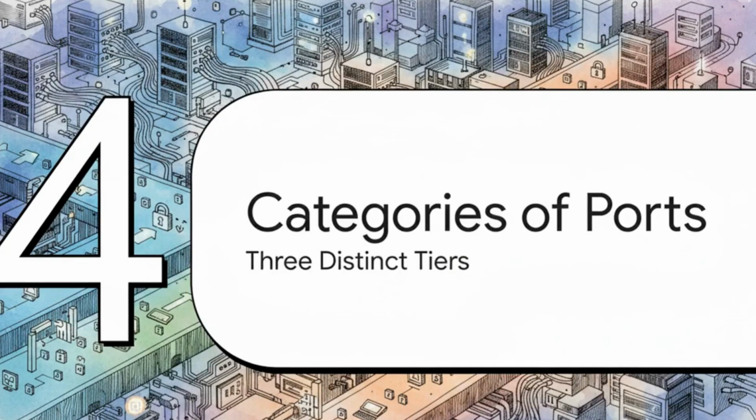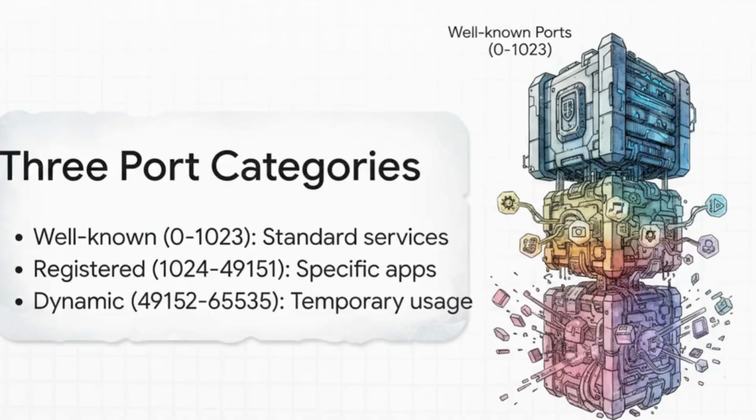Section 4. 3 categories of ports. To keep this massive range of numbers from devolving into total chaos, it's strictly organized into 3 distinct tiers. This structured chunking shows how traffic scales from highly regulated system services down to temporary, on-the-fly communication. At the top, we have the well-known ports, running from 0 to 1023. These are the most strictly managed, reserved exclusively for standard system-level services managed by IANA. This is where your heavy hitters, like web traffic and email, live.